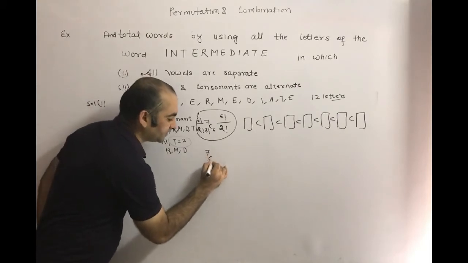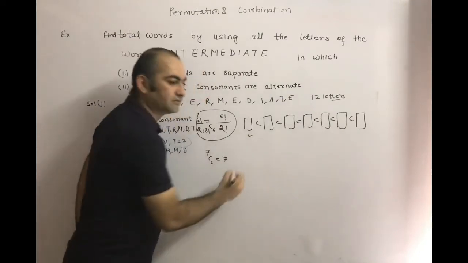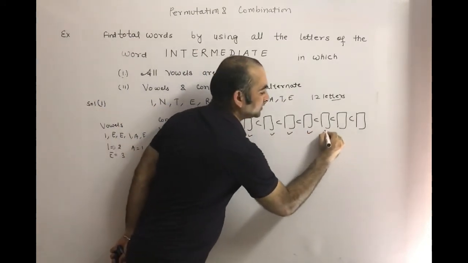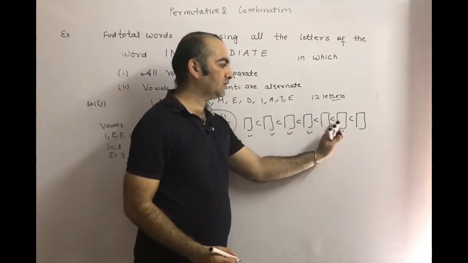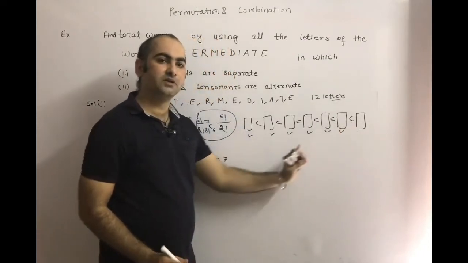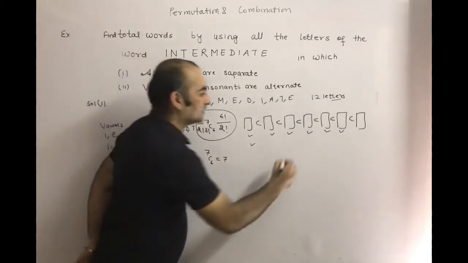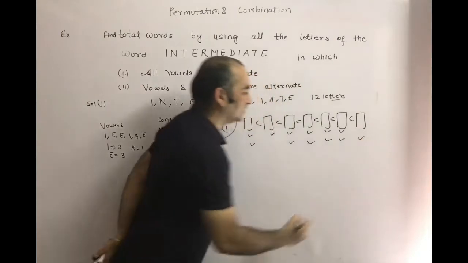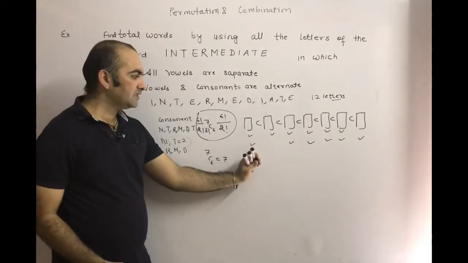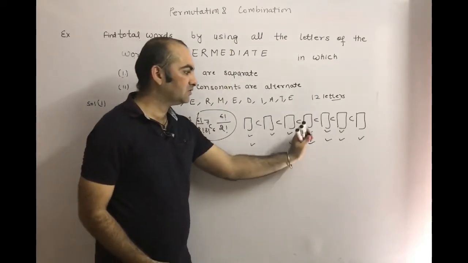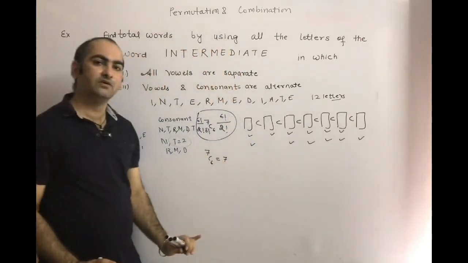Now if you check, how will 7C6 come? 7C6 is 7. How will 7 come? If you select this one, this one, this one, this one, this one, this one, what will come? Vowel, consonant, vowel, consonant, vowel, consonant, vowel, consonant, vowel, consonant, vowel, consonant. There are 6 gaps, so vowels are separate. Now if you select these 6 gaps, you get vowel, then consonant, then again consonant, then vowel, consonant, vowel, consonant, vowel, consonant, vowel. Here too the vowels are separate.